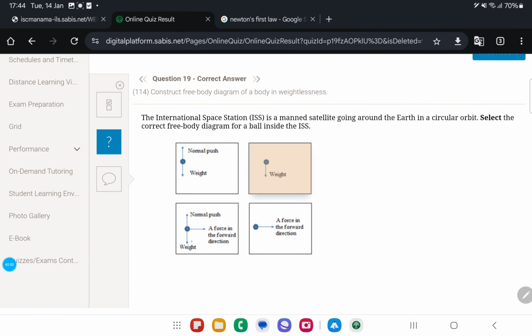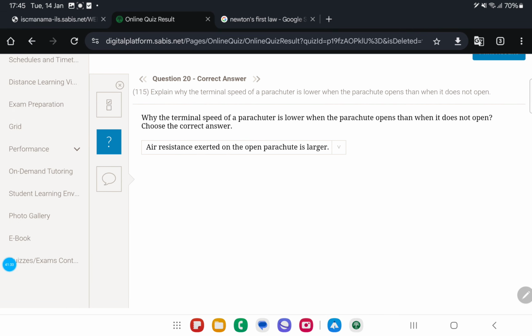Question 19. The International Space Station, ISS, is a manned satellite going around the Earth in a circular orbit. Select the correct free body diagram for a ball inside the ISS. Okay, for this one, it's logic. Since it's a satellite in space, the only thing that's there is weight. There's no other force, there's no air resistance because there's no air. Gravity is weight, so that's the only force acting on it. There's no normal push or anything. It's in space, so the only thing there is weight. Okay, that's logic.